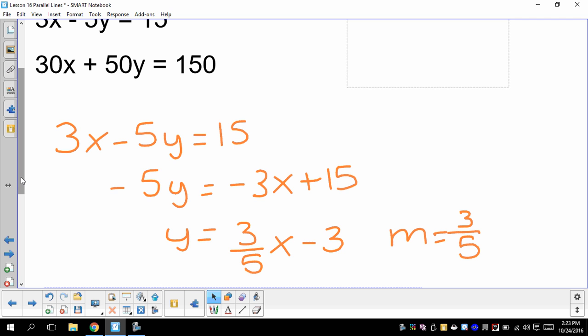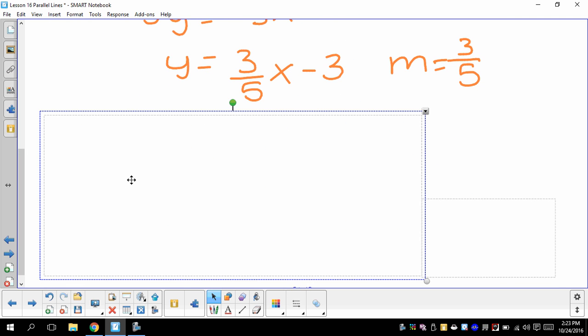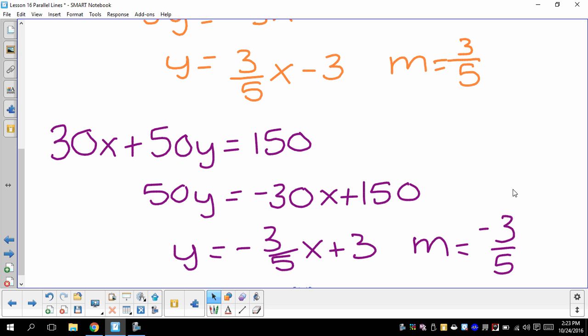And then I'll take 30x plus 50y equals 150, and I'll solve that one for y. I'll get it into slope-intercept form, and I'll find that the slope of this line is -3/5. So we have to look very carefully at these two slopes. They both are 3/5, except the one here in orange is positive, the one in purple is negative. So that means they're not the same.